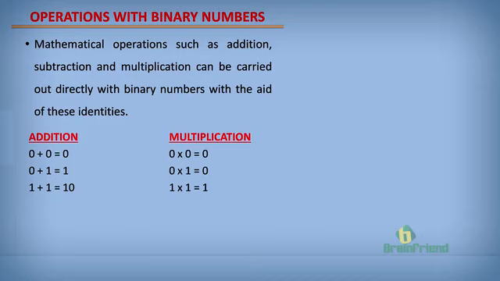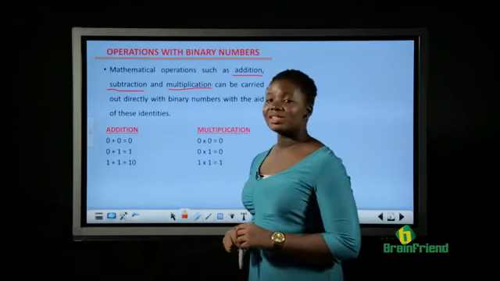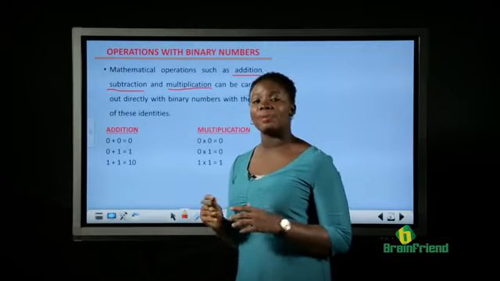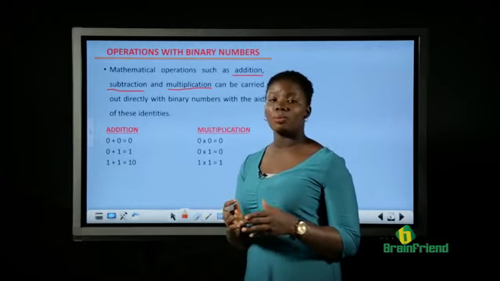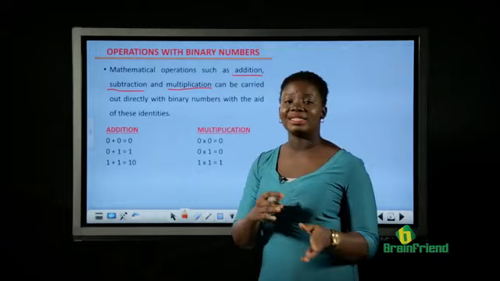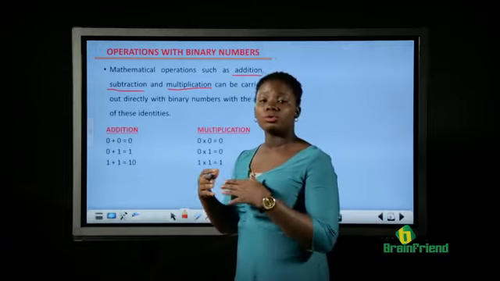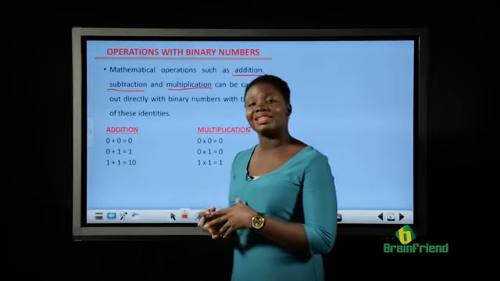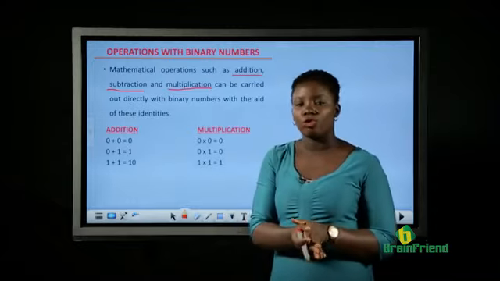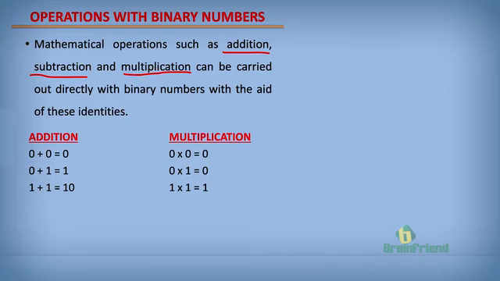Mathematical operations such as addition, subtraction, and multiplication can be carried out directly with binary numbers with the aid of the following identities. Now, in the previous examples, when we were asked to multiply or square a number in binary form, we had to convert to base 10 before squaring that number in base 10 and then taking it back to the base 2 form. We can do that directly if we know these identities.